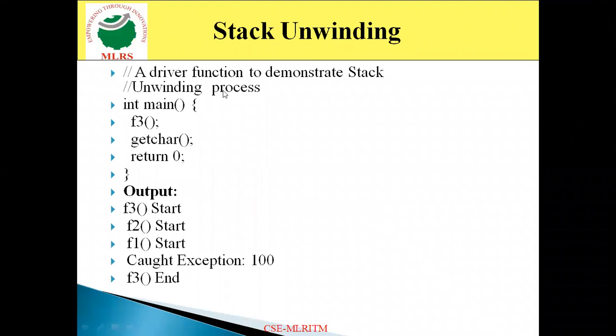Now look at the output. First f3 starts, then f2 starts, then f1 starts, then it displays caught exception 100 and then f3 ends. This specifies that stack unwinding is implemented. It is removing the function entries from the function call stack: first f3, then f2, and at last f1. So this is the procedure for how to work with stack unwinding, or how to implement stack unwinding by means of exception handling.